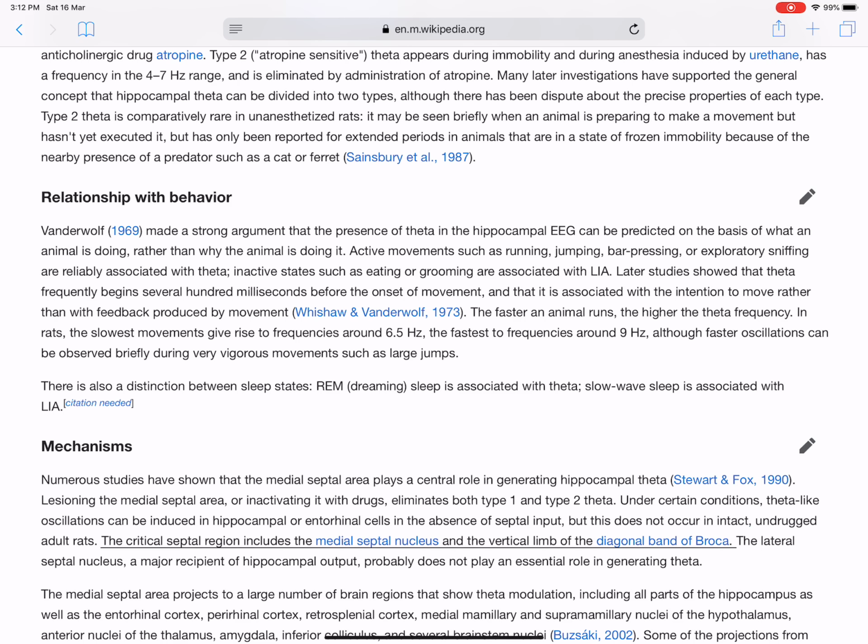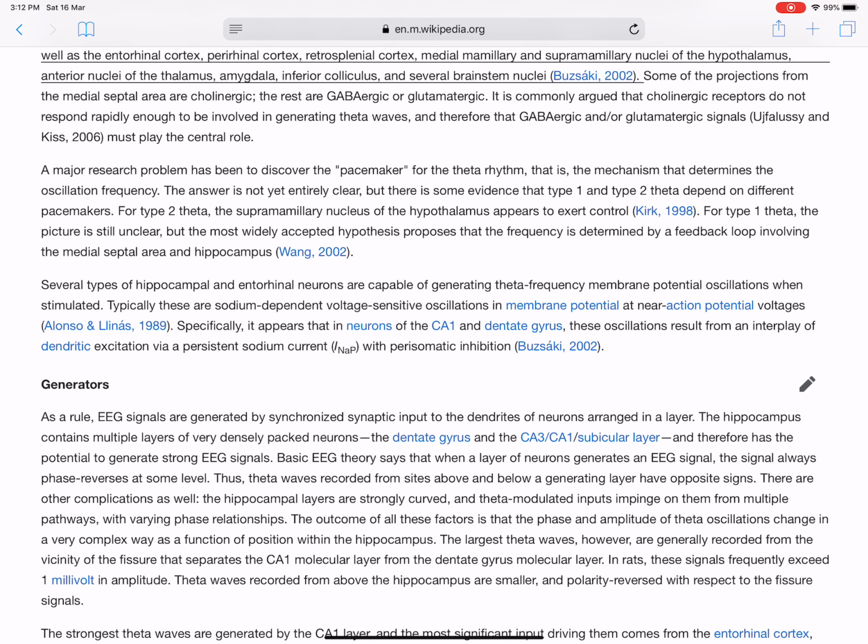The medial septal area projects to a large number of brain regions that show theta modulation, including all parts of the hippocampus as well as the entorhinal cortex, parahippocampal cortex, retrosplenial cortex, medial mammillary and supramammillary nuclei of the hypothalamus, anterior nuclei of the thalamus, amygdala, inferior colliculus, and several brainstem nuclei. (Buzsaki, 2002.) Some of the projections from the medial septal area are cholinergic, the rest are GABAergic or glutamatergic.